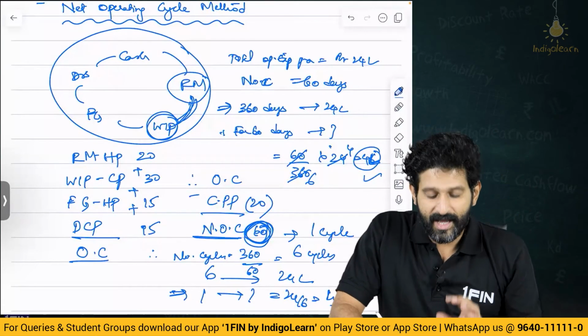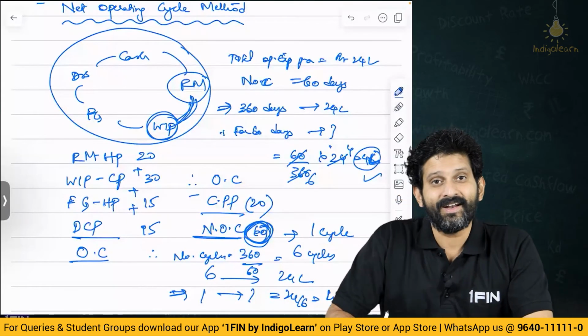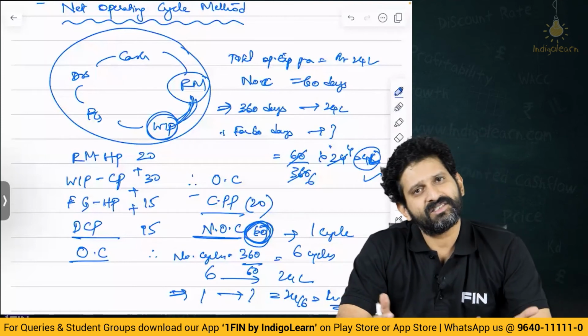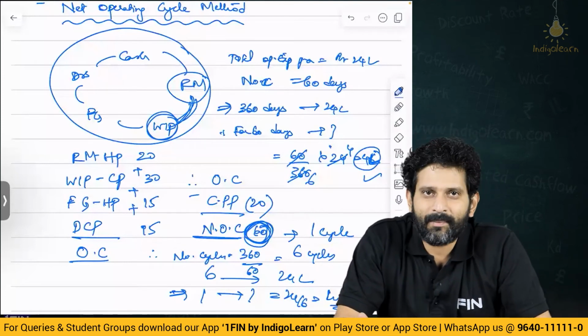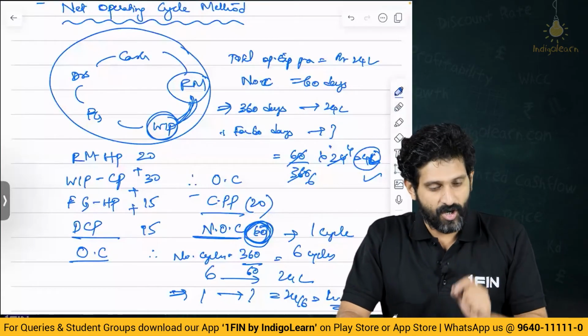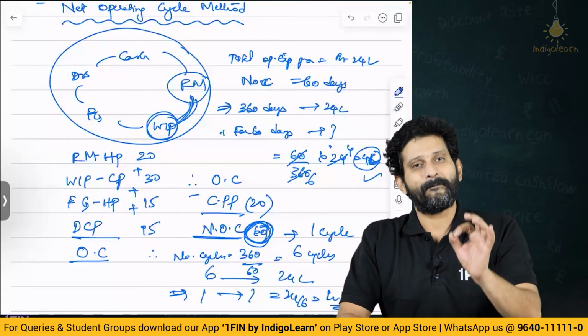So what did we do here? Instead of days, we said, boss, how many cycles are there? So per cycle will give us the computation of the value of the working capital required. So this is how we compute the working capital required based on the net operating cycle method.